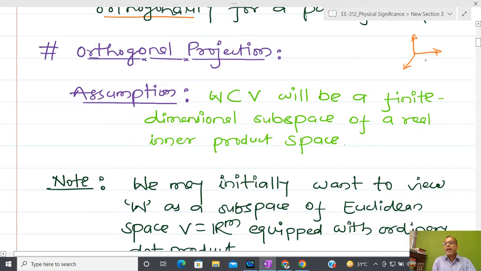Okay, suppose I have to represent some kind of function or functional. Functional means function of function. At that time, I need some kind of basis which has infinitely many elements.